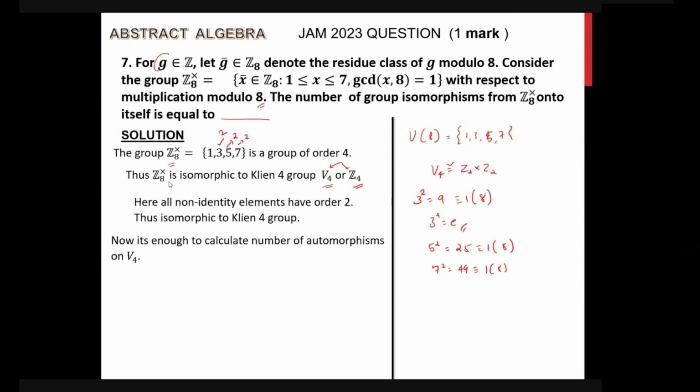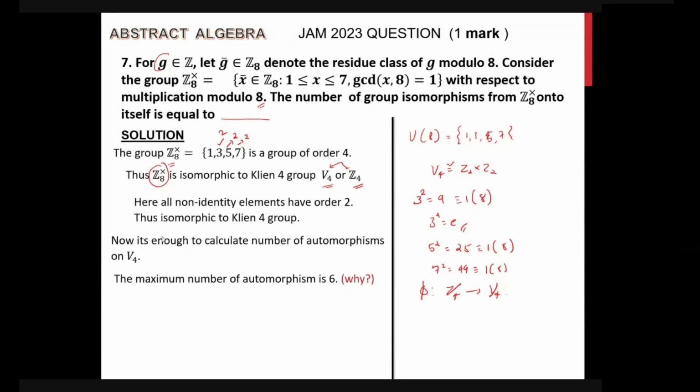Now we have to calculate. Okay, so we know that now we want to calculate the number of... So instead of Z8 cross, I'm now taking isomorphisms from V4 to V4. An isomorphism from V4 to V4 is actually an automorphism, right? An isomorphism to itself is an automorphism, and we know that the set of all automorphisms forms a group under composition, right? So the number of automorphisms in V4 is the same as the number of automorphisms in Z8 cross.